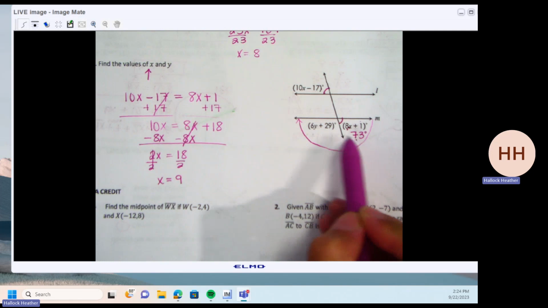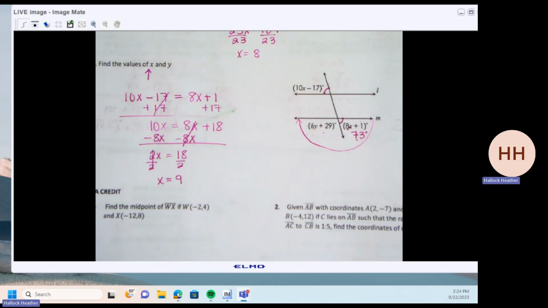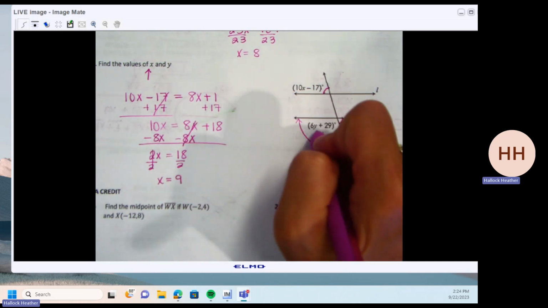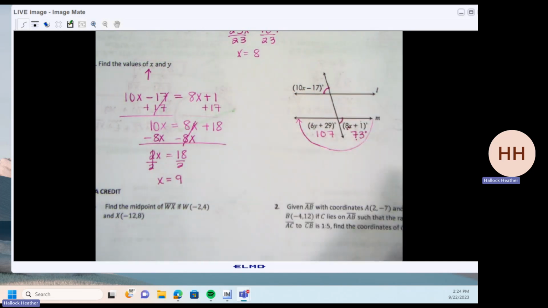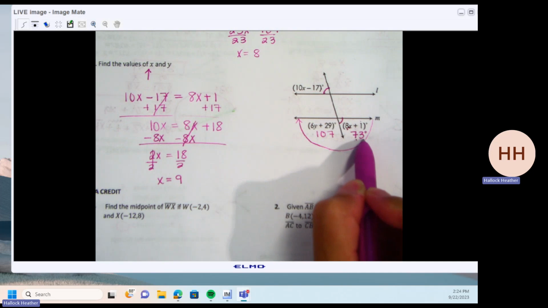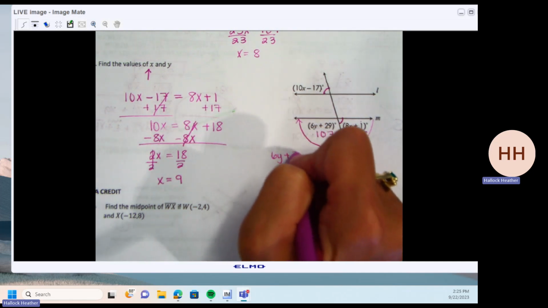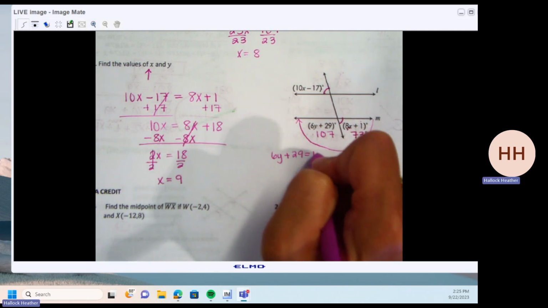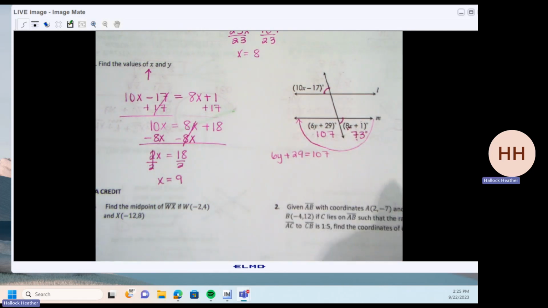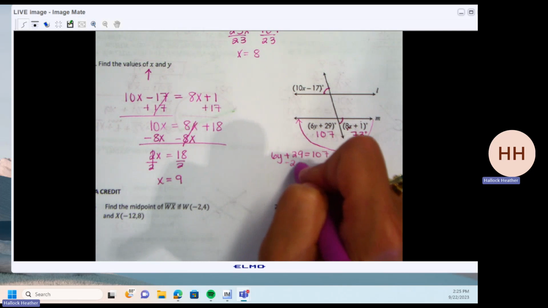If this is 73, then I know that I can take 180 and minus 73. That's going to give me this angle is 107. So because 107 plus 73 makes 180, I'm going to find y. 6y plus 29 equals 107. And now it's a two-step equation. I can minus 29.